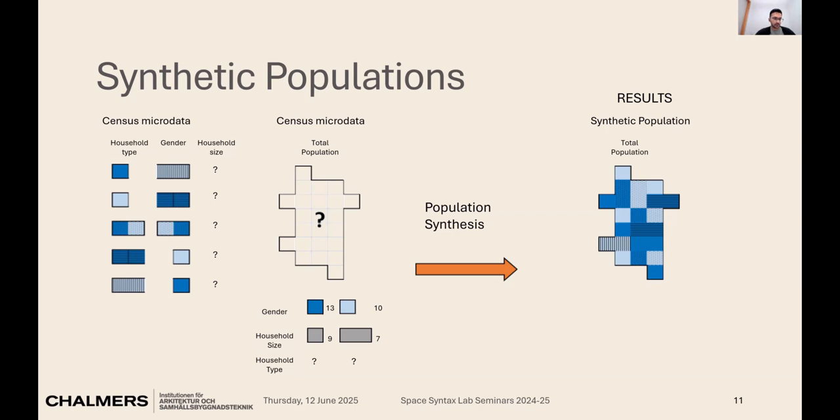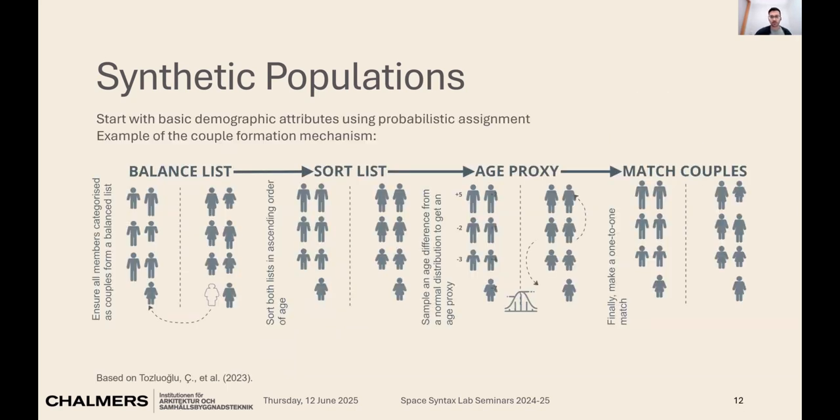And there are different methods to do this. One of the common approaches is using iterative proportional fitting, which is a fitting algorithm that takes these marginals and imputes what the missing distribution is. But another way of doing this is by using probabilistic assignment, so a Monte Carlo simulation that has the probabilities of different demographic groups being present in different proportions, and then you can start assembling your synthetic population.